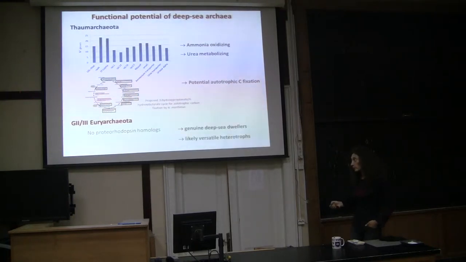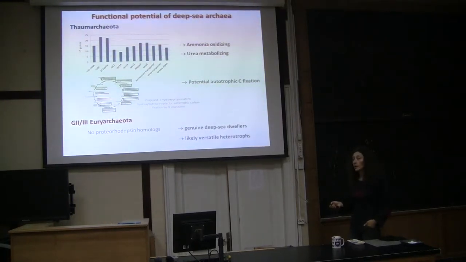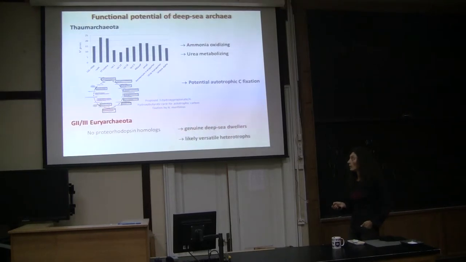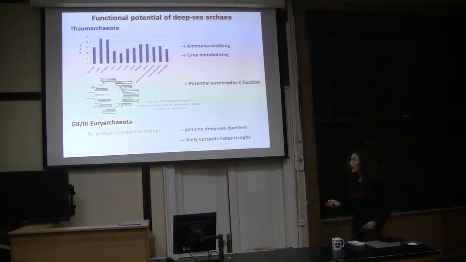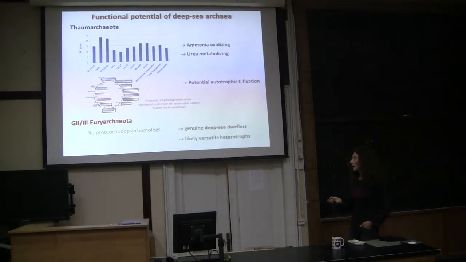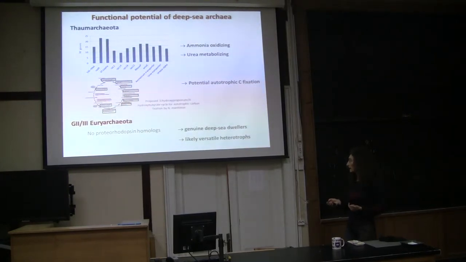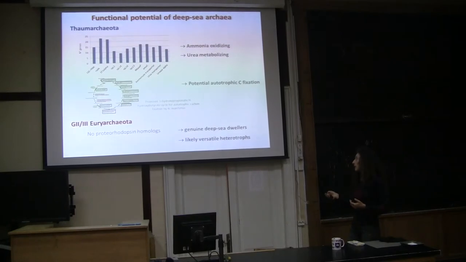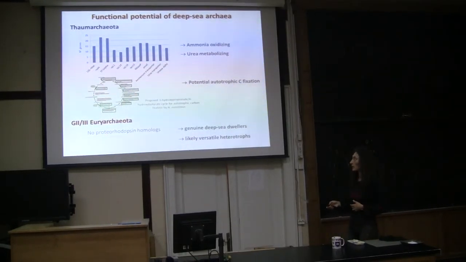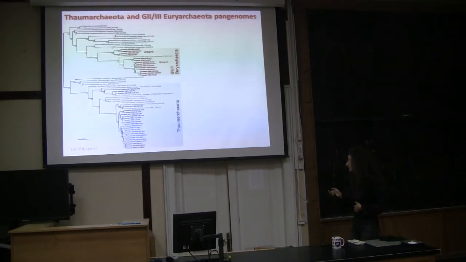And in the case of the group 3 and 2 Euryarchaeota, we couldn't detect any homolog of proteorhodopsin or rhodopsin, and this suggests that this group of Euryarchaeota inhabiting the deep sea are genuine deep sea dwellers. They are not typical surface organisms that are, for instance, sedimenting down to the bottom, because they don't carry these genes, so they are not activated by light, and they are probably versatile heterotrophs that can use different kinds of organic matter for energy gain.